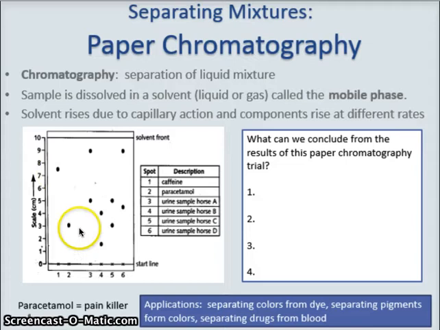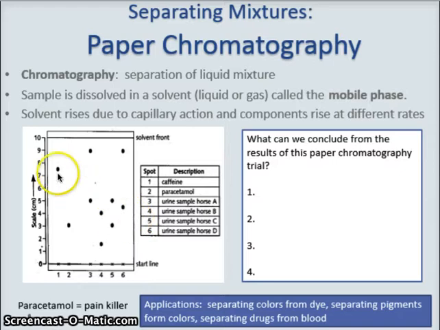So we have our known values of caffeine and paracetamol, and we have urine samples that have various chemicals in it. So they're gonna separate, and the way you read this is this. If anything matches with paracetamol, that means that horse will have paracetamol. So paracetamol is spot two, and it looks like horse C has paracetamol. It is the only horse that has paracetamol.